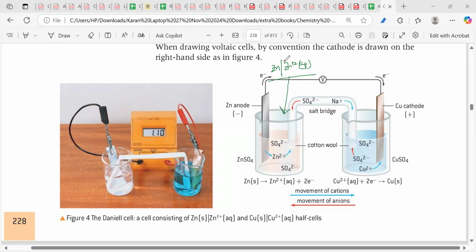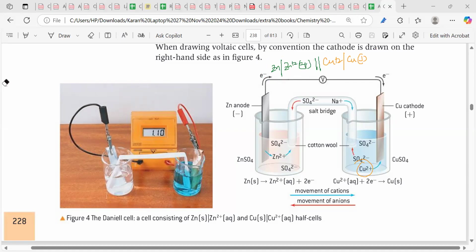Then we show the salt bridge sign, which is shown by a double line, right? Then we write the ions over here, Cu2+ slash Cu (solid). This is the way we represent this entire Voltaic cell. The cathode is on the right hand side, the anode on the left hand side, and we show the salt bridge with a double line. Clear, everybody?